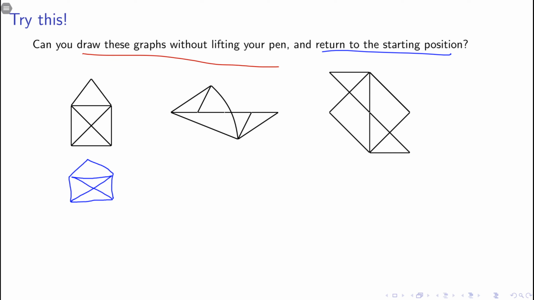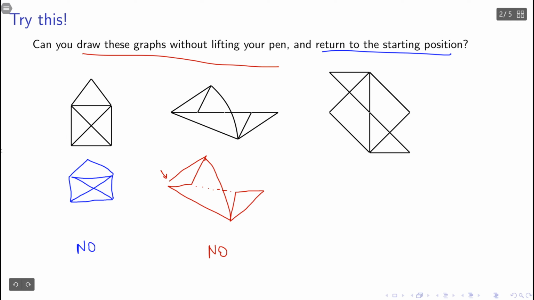For the second graph here, well, for this picture, you can try something like this. Maybe it goes here, down, here, and you're stuck. Right? You're still missing this line. And you don't return to where you started, which is this vertex. Right? So you can't do it here, and you can't do it here.